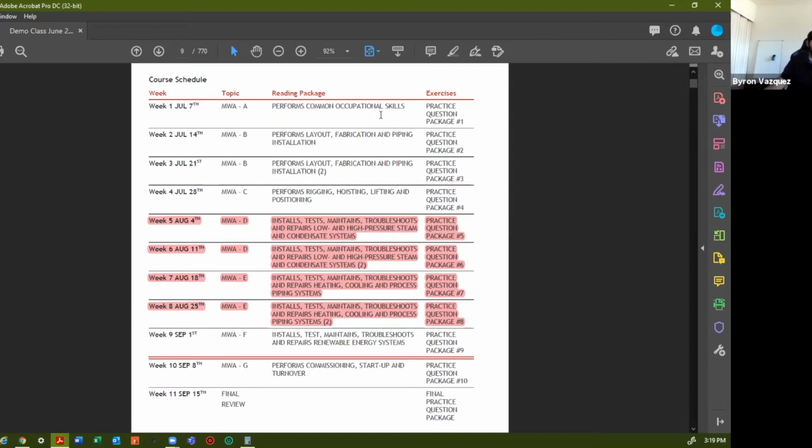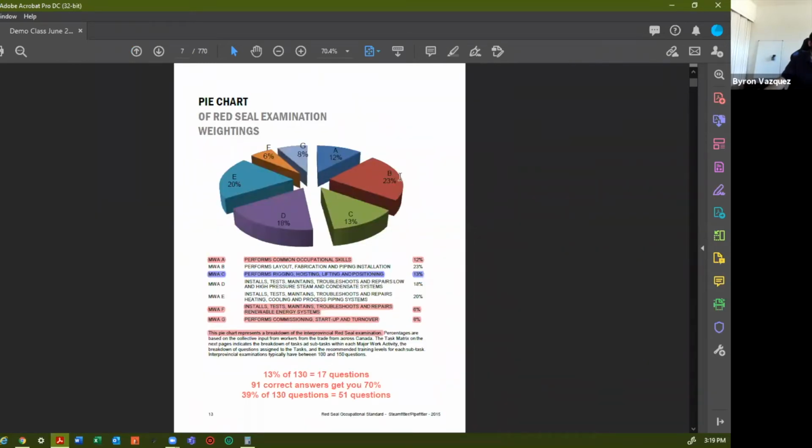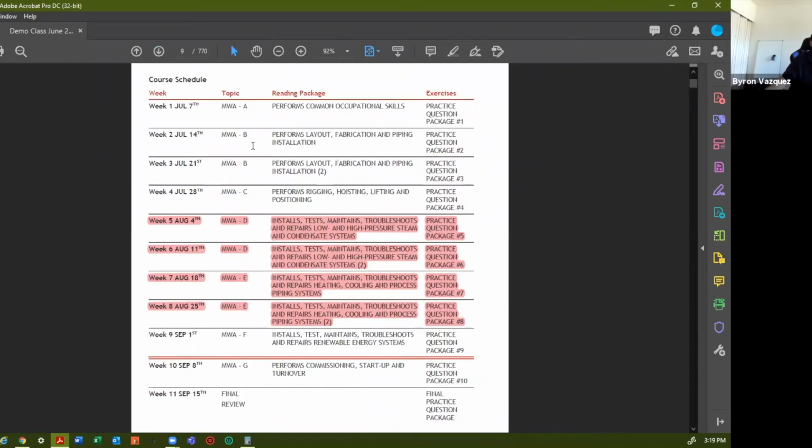Now, this is an intense course because there's a lot of material to go through. There's going to be probably 10 to 12 modules, 30 to 50 pages per module that you need to read, and then some practice questions that you should be going through in order to master each of these major work activities. So some of these bigger slices, as you can see, major work activity B, D, and E are a bit larger, and so we'll be spending more time on them. So weeks 2 and 3, we'll spend more time on B, weeks 5 and 6 on D, and 7 and 8 on E.